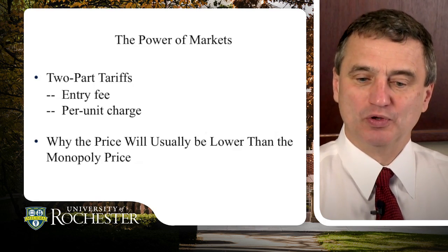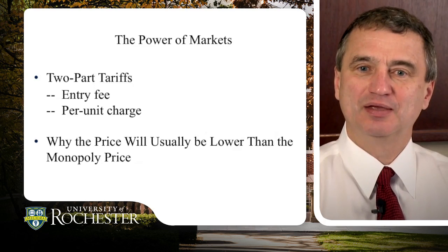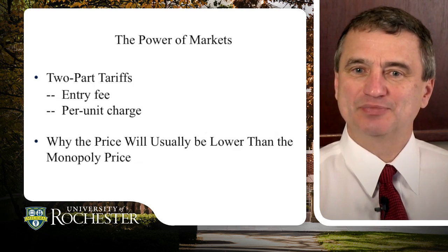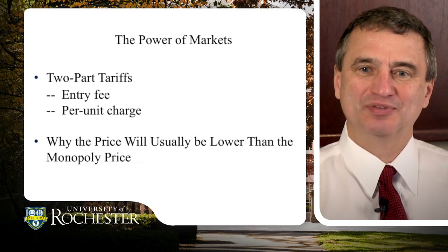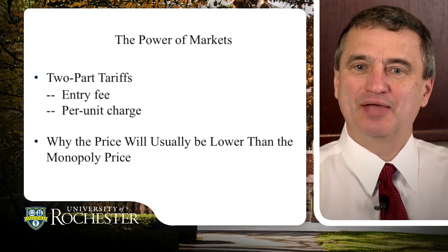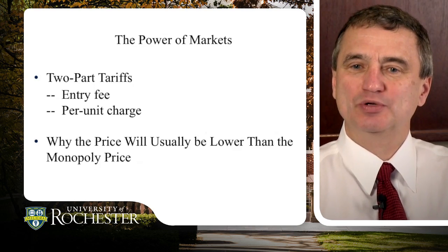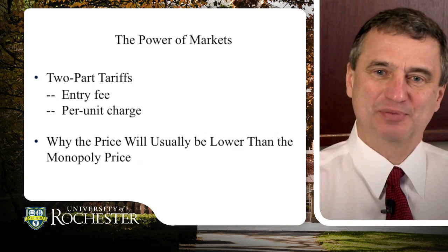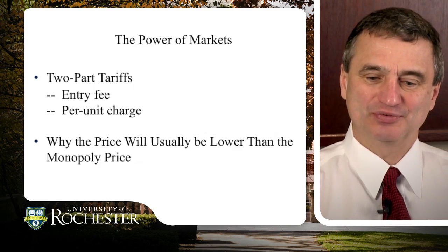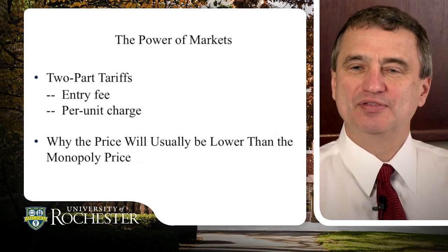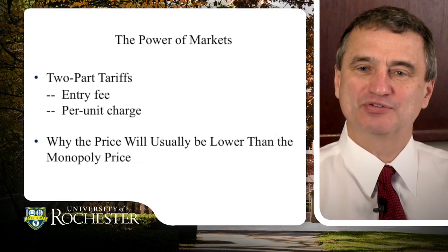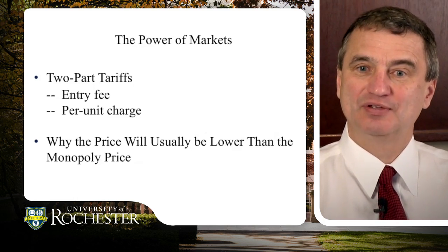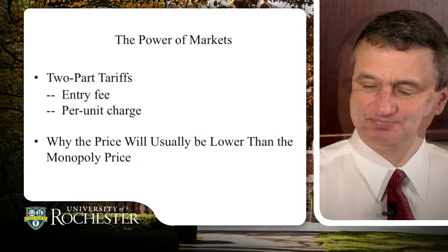And in particular, we'll look at two-part tariffs, where in cases like buying an iPhone or joining Sam's Club or Costco, you pay an entry fee, and then you pay a per unit price for the products you actually buy from those sellers. And in general, we'll see that the price tends to be above marginal cost when firms use two-part price discrimination, but also less than the monopoly price.